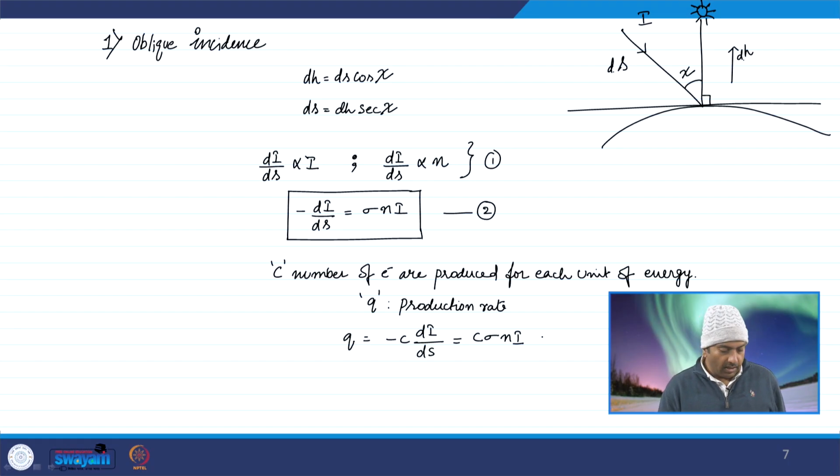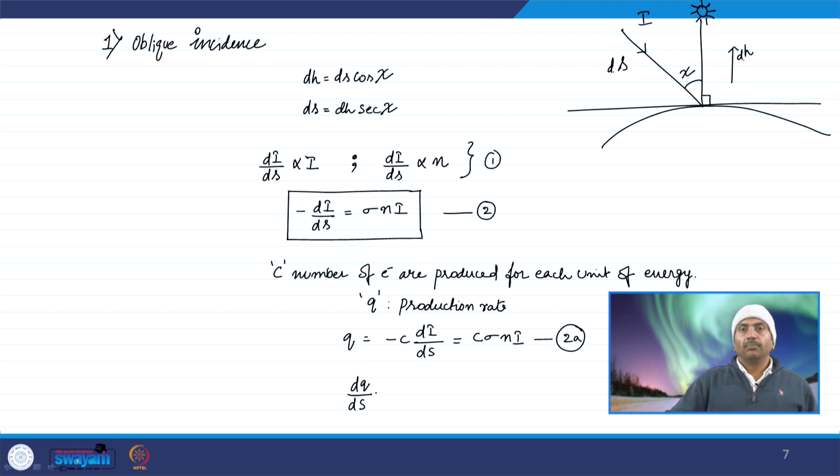Let us say we call it equation number 2a. If you take dq over ds, what is this? Rate of production with respect to the altitude. You understand? So, rate of production is also changing. That is the basic purpose of the Chapman's theory. So, the rate at which electrons are produced is not constant throughout the ionosphere. It is changing at every altitude. So, the rate of change of q with respect to S can be written as dq by ds, right.